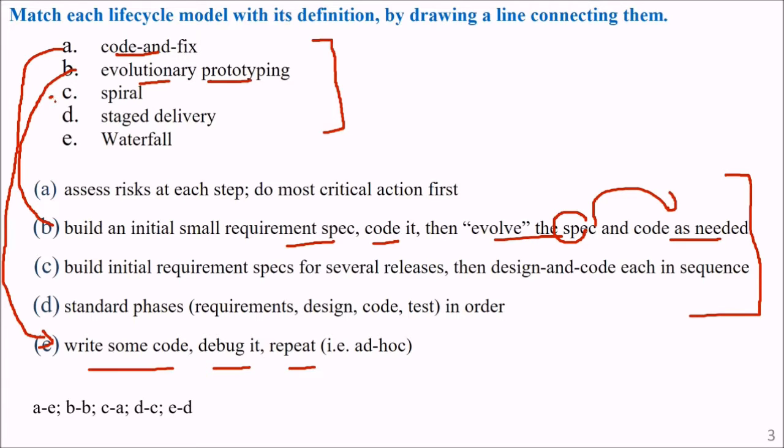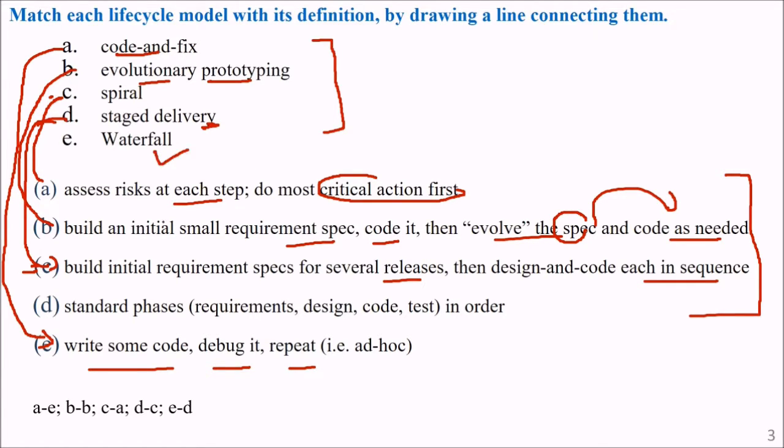C. Spiral. We're going to match it with the A. Assess risk at each step and do most critical action first. Stage delivery. D will match with the C option. We build initial requirement specification for several releases, then divide and code each in sequence.